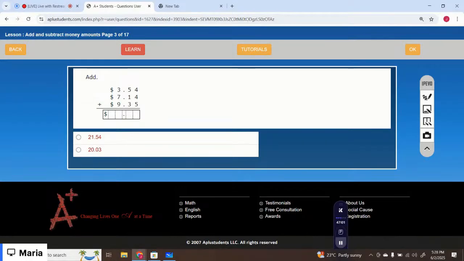3.54 plus 7.14 plus 9.35. So which is the correct option? Option number two is the correct option. That is 20.00.